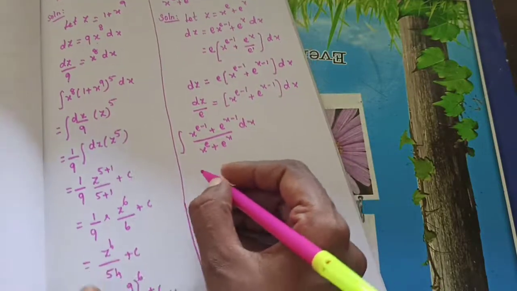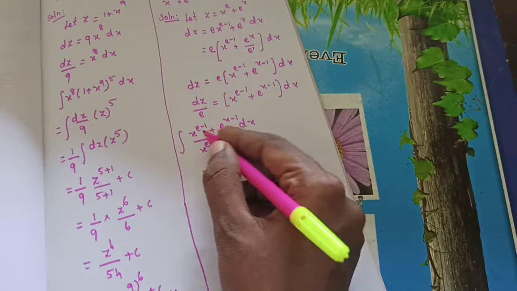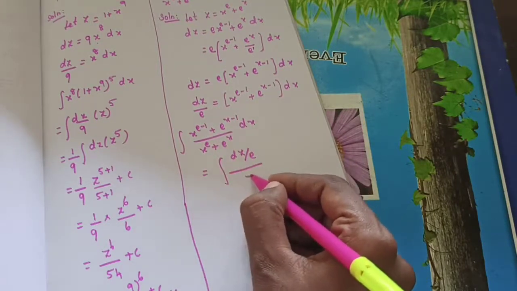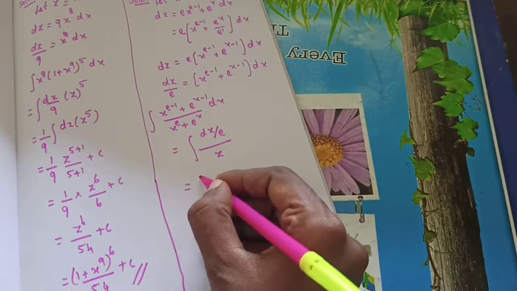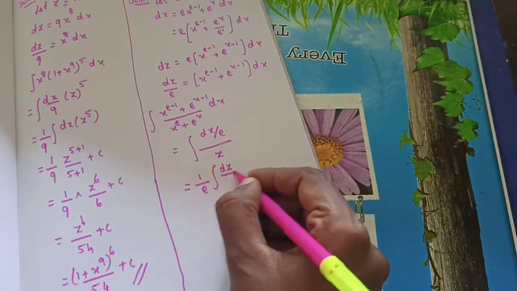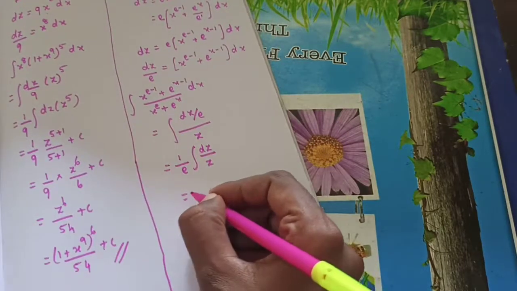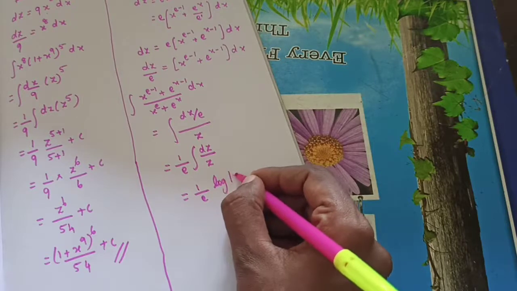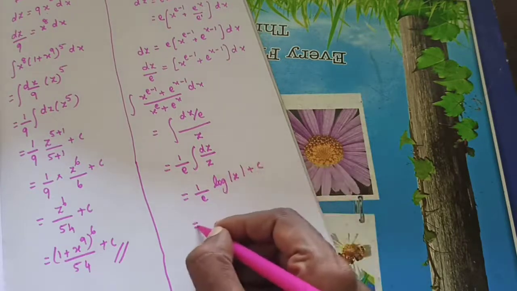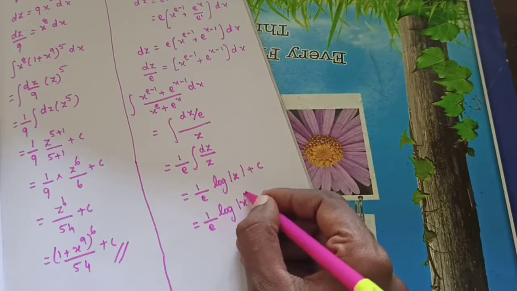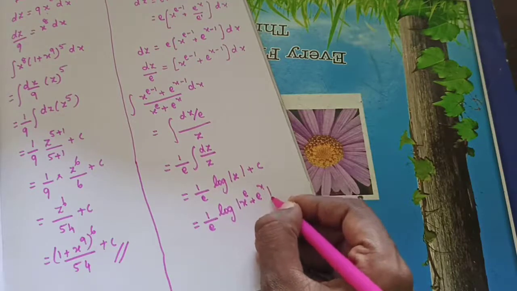That's equal to, substituting the numerator fully, dz by e divided by z. Here what is a constant? 1 by e is a constant. So dz by z. What's the integration of dz by z? Log z. So log of mod z plus c. What is the z value? 1 by e into log of x power e plus e power x plus c.